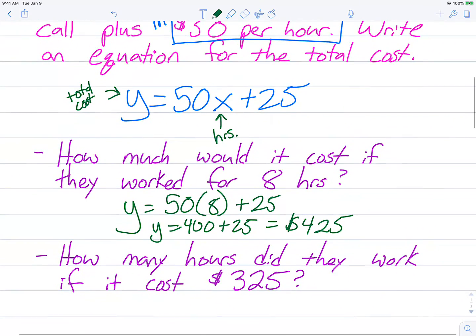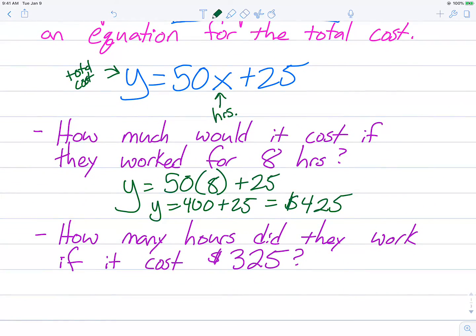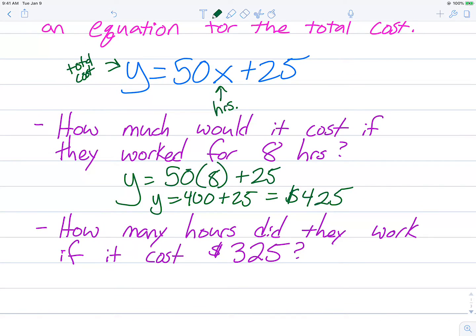Okay, another question. How many hours did they work if it cost $325? So let's just say we forgot how many hours they actually worked at our house, but we know it cost us $325. Well, that means that we know the total cost. We know what the y is in our original equation. So we can say we know the answer is 325. We got that by multiplying 50 by something and adding the $25 flat fee.